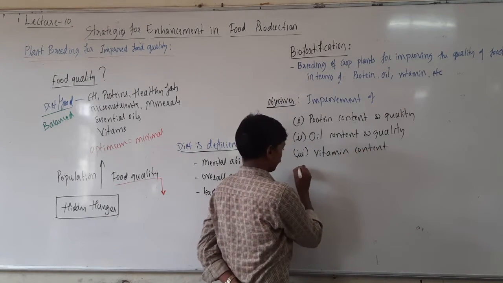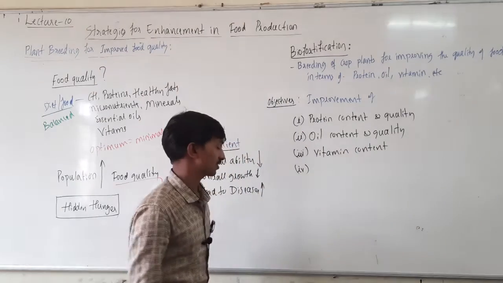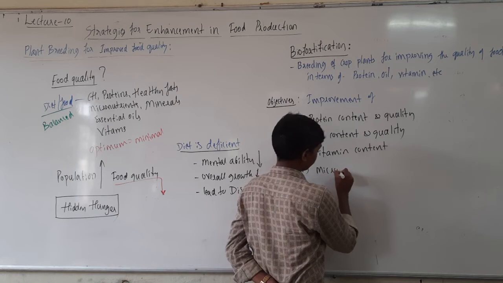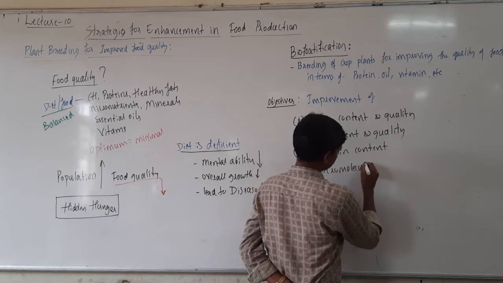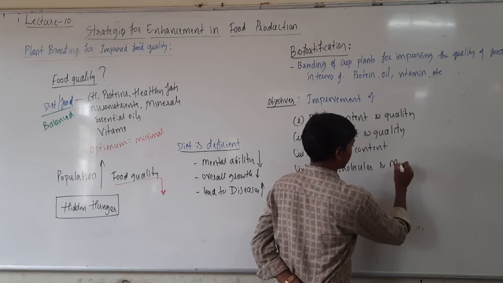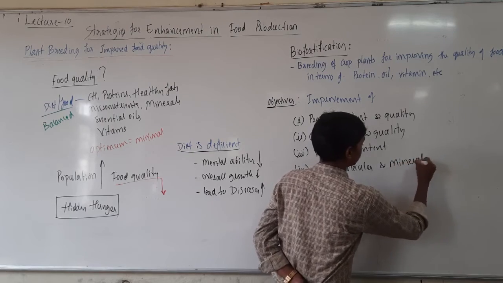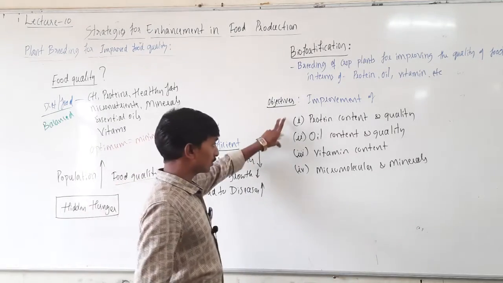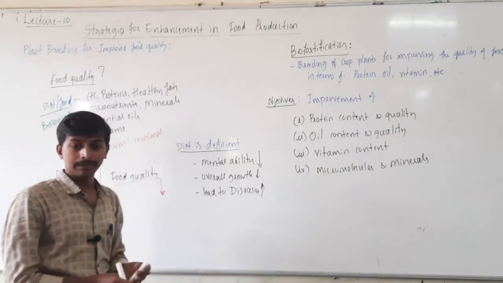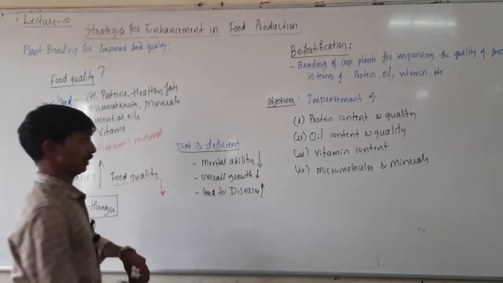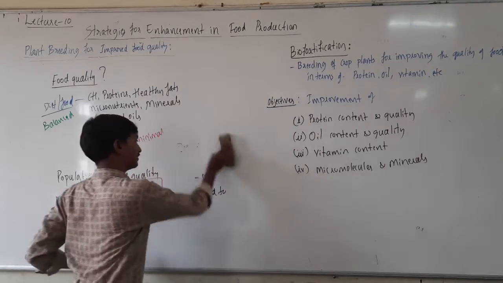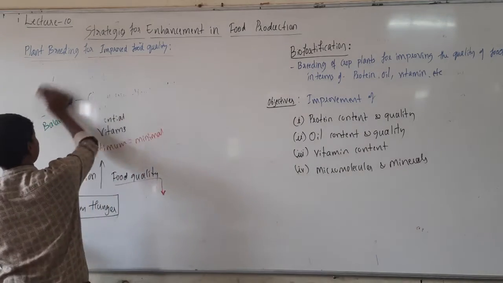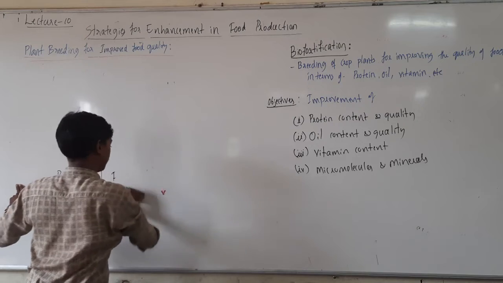And lastly, the fourth main objective of biofortification is to improve micromolecules and minerals. So these are the four main objectives of plant breeding, mainly biofortification. When the food follows all these four aspects, then our diet will be healthy.